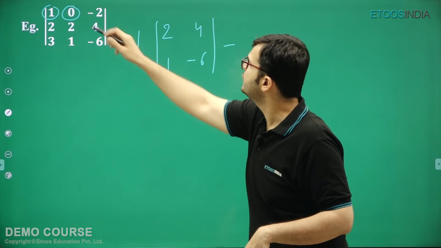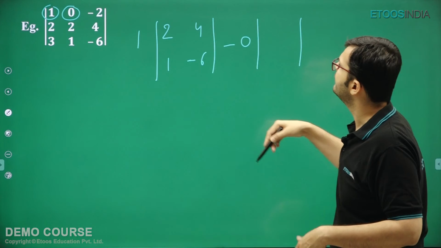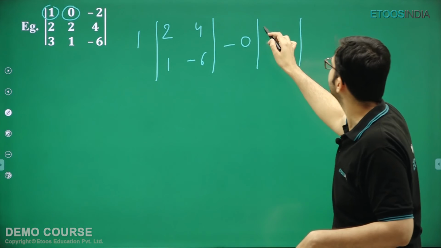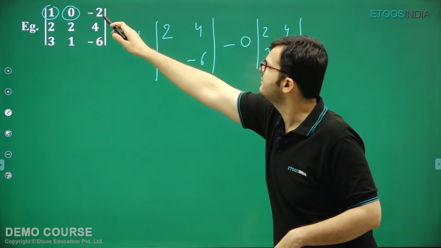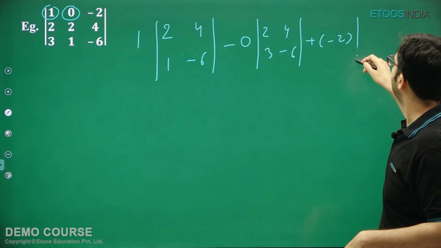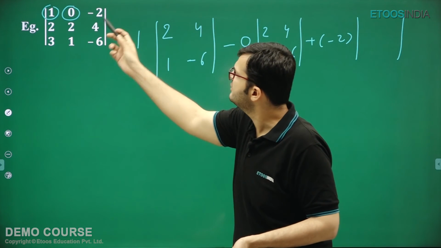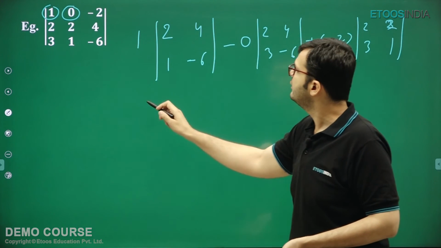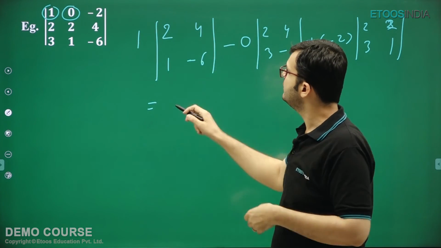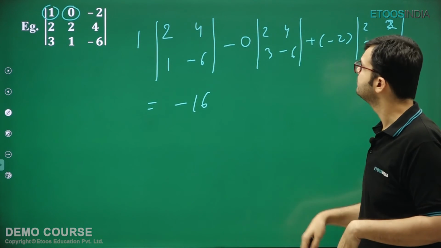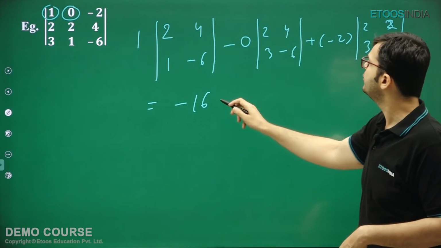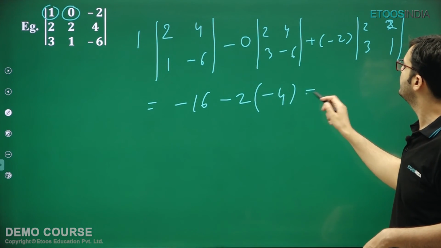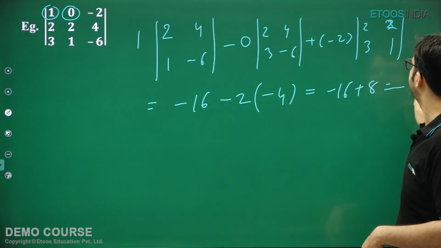Then again, minus 0 into whatever we get. It doesn't matter anyway, but let us write it for the sake of completion. Let us delete this column, delete this row: 2, 4, 3, minus 6. And finally let us take minus 2 multiplied by its cofactor. Cofactor and minor are the same for this: 2, 2, 3, 1. So if you calculate this expression, what do you get? This is minus 12 minus 4, which is minus 16. This is 0, and this is minus 2 times 2 minus 6, which is minus 4. So this is minus 16 plus 8, that is minus 8.